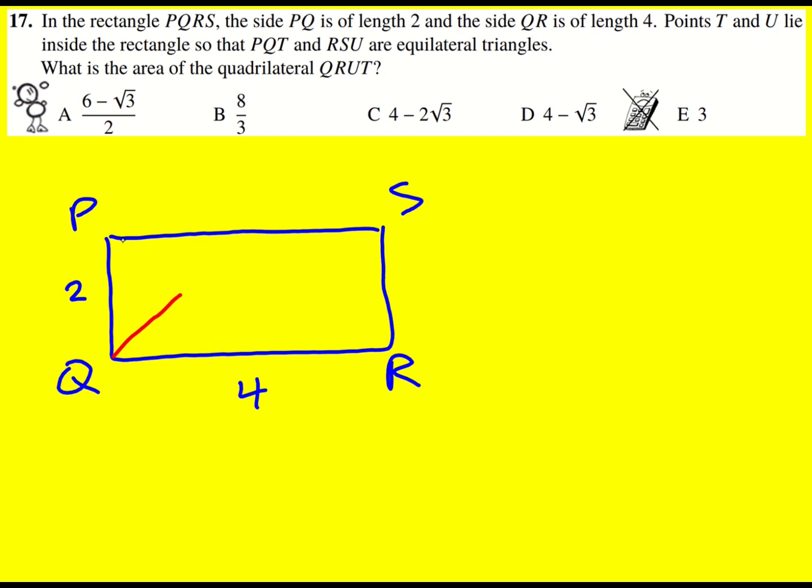So it's going to look a bit like this, where this is 2 and this is 2. And similarly over here, that was point T and this is point U. This is 2 and this is 2. We're then told to find the area of QRUT. So this shape.